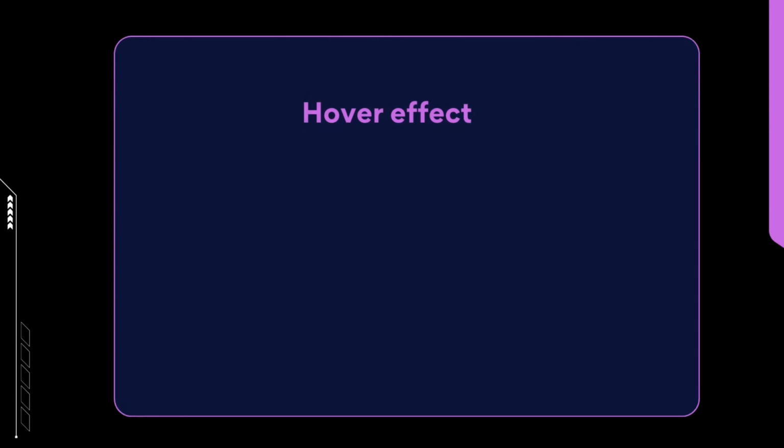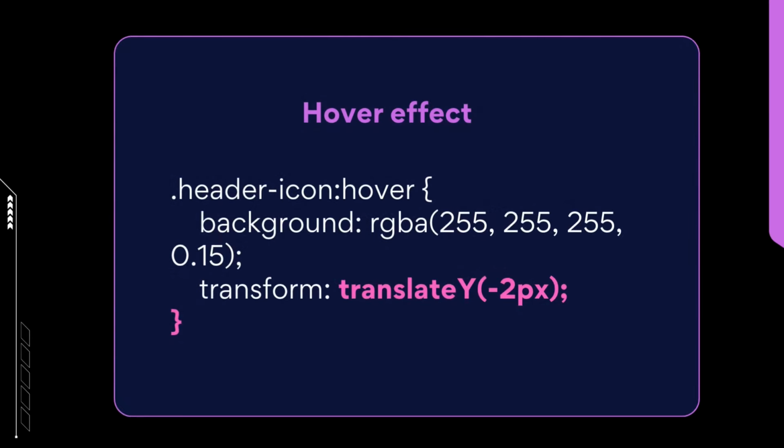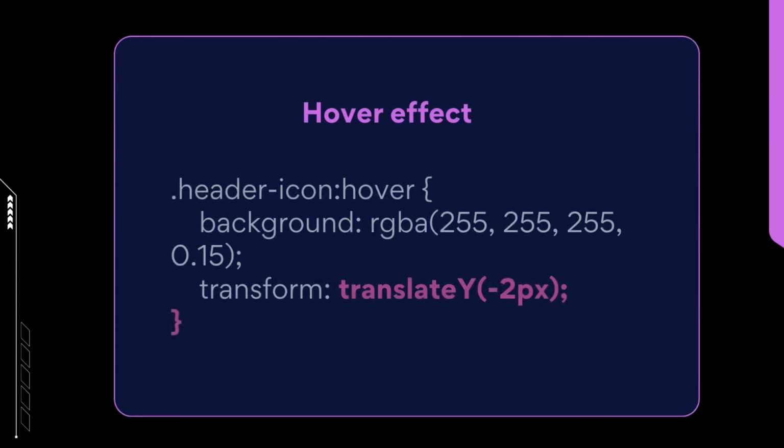I'm using the same centering technique. Flexbox with align items and justify content set to center. This perfectly centers each icon in its circular container. The hover effect adds some life. That translateY -2px lifts the icon up by 2 pixels on hover. It's subtle, but makes the interface feel responsive.